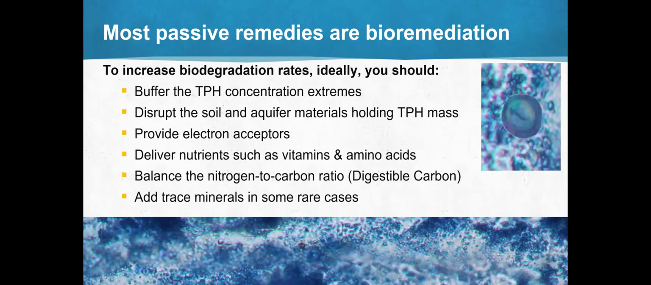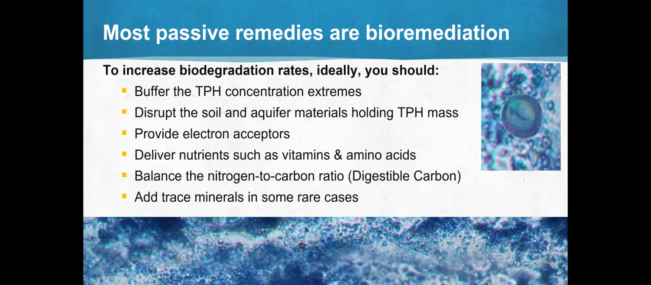So if you want to increase your biodegradation rates, ideally, you should buffer the total petroleum hydrocarbon concentration extremes. So you don't want those flexing up and down and up and down. Your dispersion helps you with that quite a bit. The edges of your plume are where you get a lot of your degradation. But activated carbon can also help that. And it helps that by redistributing the contaminant mass on the carbon.